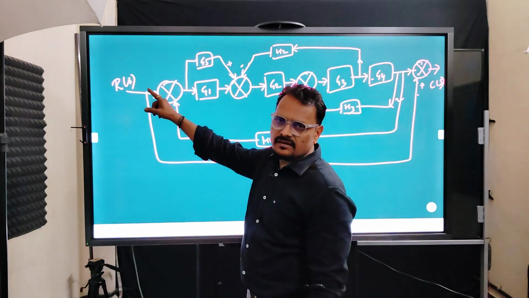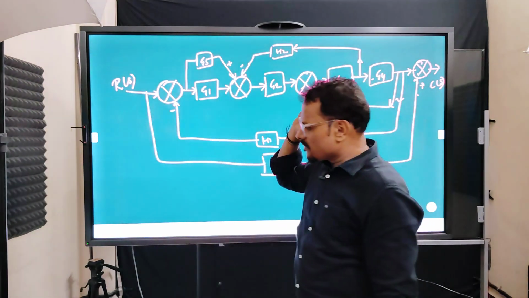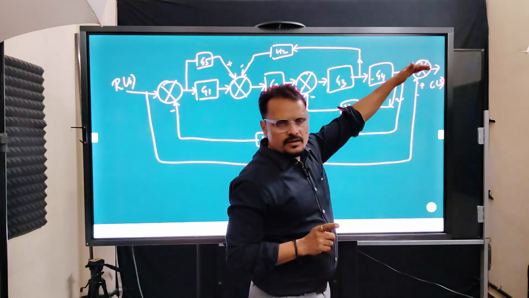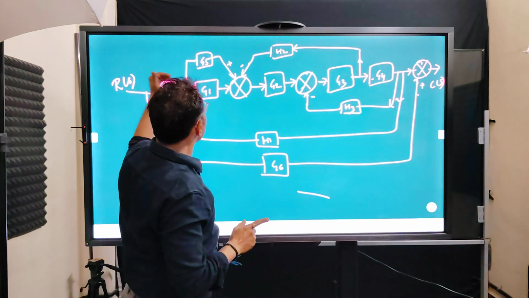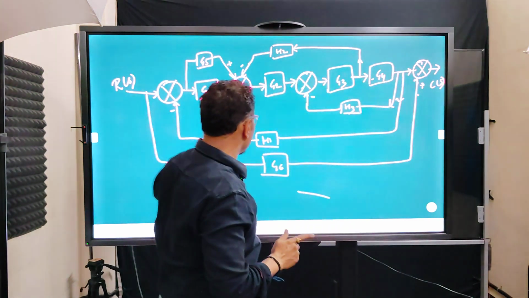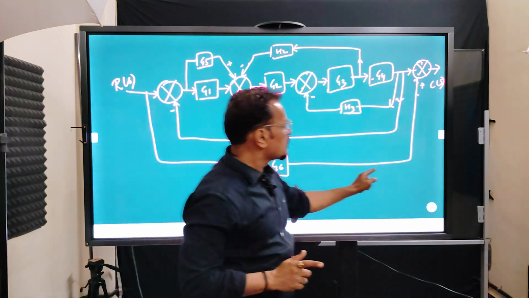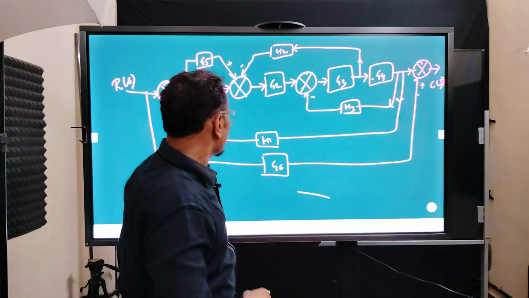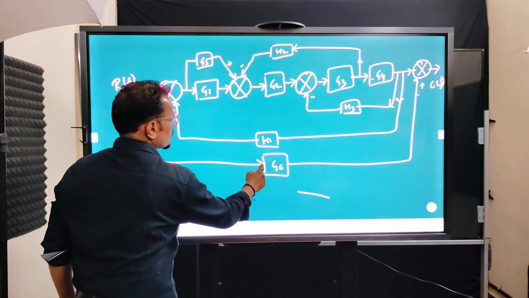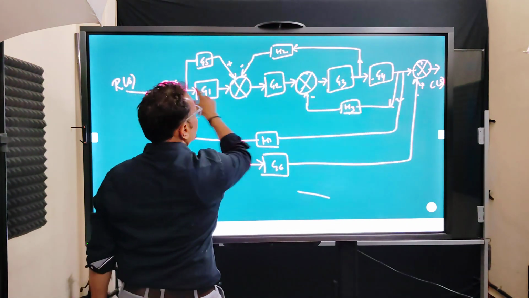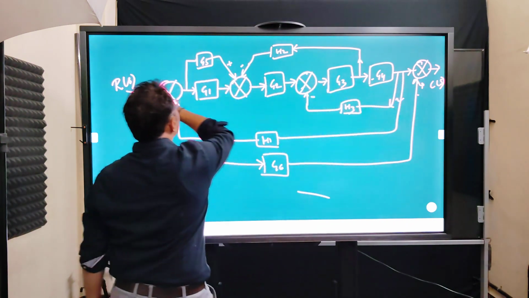If you can see in this example, we have one forward path, we have another forward path, and we have another one as this forward path. So there are 3 forward paths for this particular example. One is going this way, another one is a straight way like this, and the third one is coming like this.